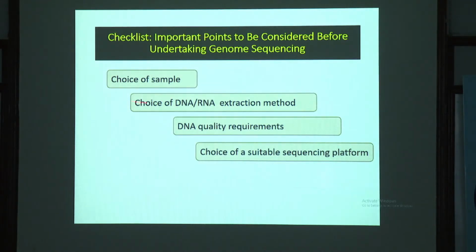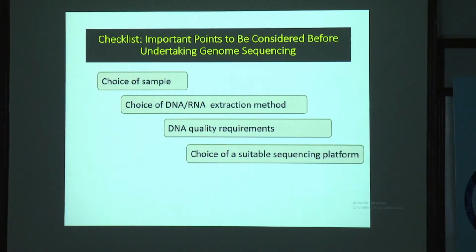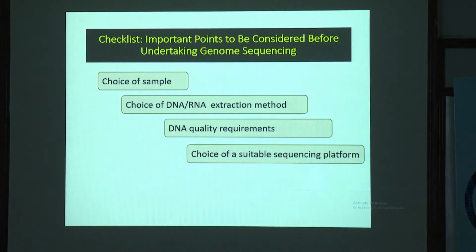How is the choice of sample important? For example, if you are taking samples which you stored 2 years back at -80, and the same plant you just grew and then took the tissue from, what will be the difference? The quality of your extracted material will be better in fresh tissue than in the stored one.